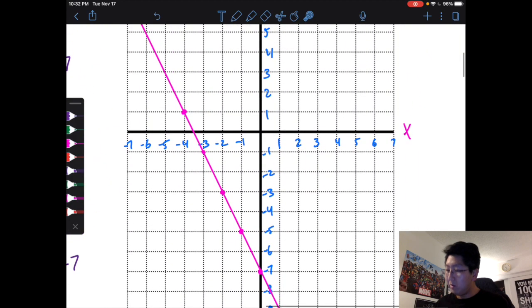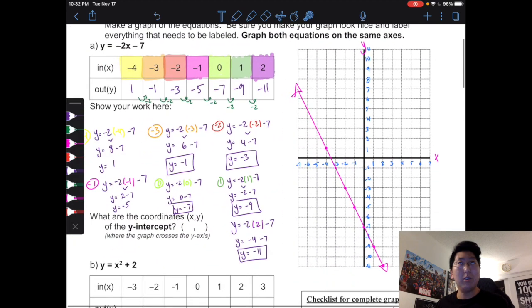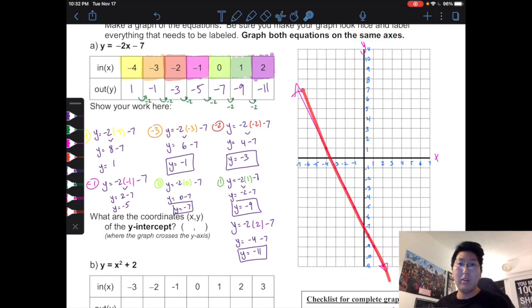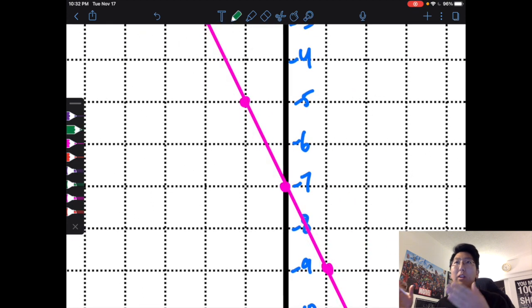So we'll go ahead and take a look. I wish I could just zoom in on this right side, but it zooms in weirdly. So I'm looking at the y-axis. Where does the line cross the y-axis? The line crosses the y-axis right here. So that point right there is called our y-intercept. Let's go ahead and label that. Okay, I'm going to label that.